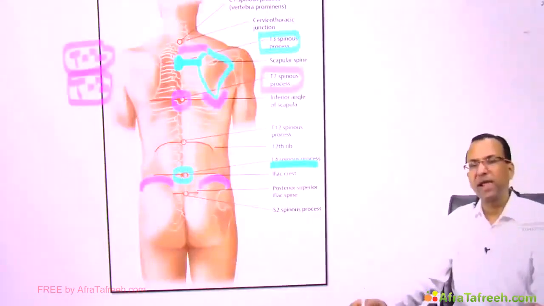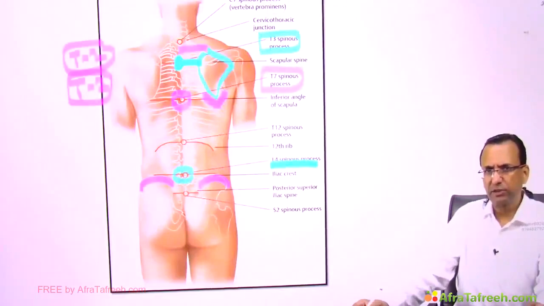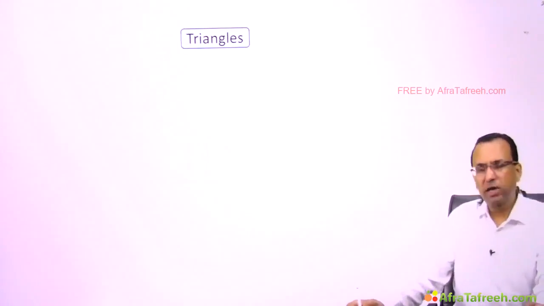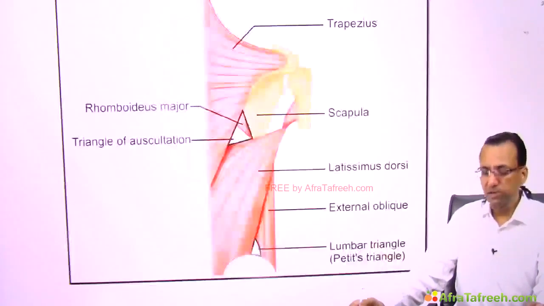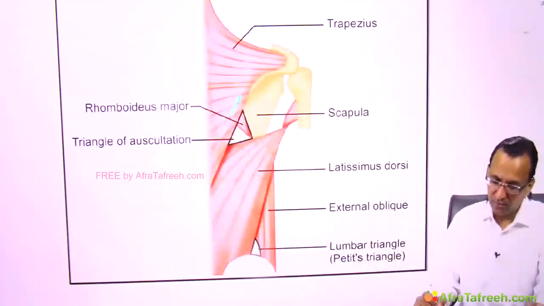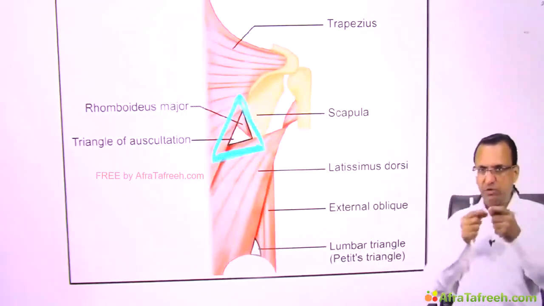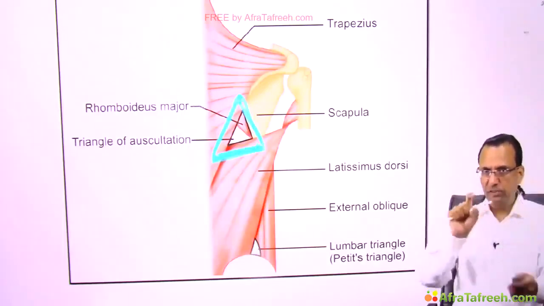Yes, some triangles also, triangles on the back region. So which triangle are you talking about? I'll show you a diagram. The triangle of auscultation, you are talking about. Yes, this is the triangle of auscultation. That is where I will put my stethoscope from the back to listen to some sounds in the abdomen region.